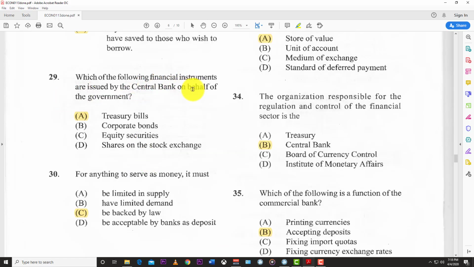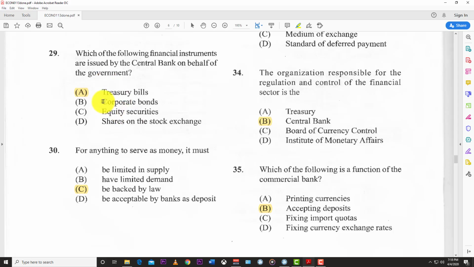29, which of the following financial instruments are issued by the central bank on behalf of the government? The best answer here, the only answer, is A, treasury bills. Corporate bonds belong to the corporate entities. Equity securities, that's the business world. Shares and stock market, again, that's the private sector, so treasury bills.